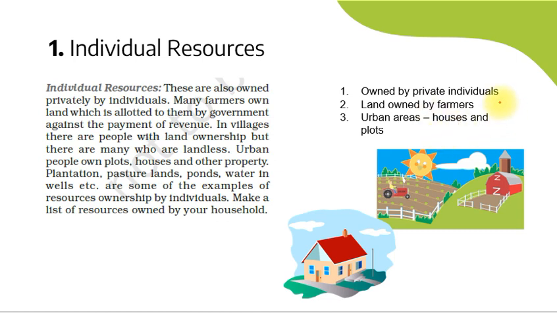सो एग्जाम्पल दे सकते हो, land owned by farmers. For example, the lands which you own, I mean the houses which you own in the urban areas, houses and plots, they will also fall under individual resource category. ठीक है, जिसकी ओनरशिप आपके पास है, that is called as individual resource. However, we also pay some taxes to the government for holding this property.